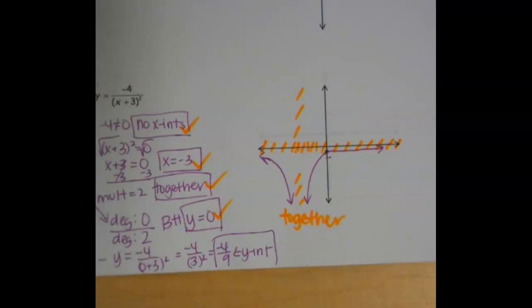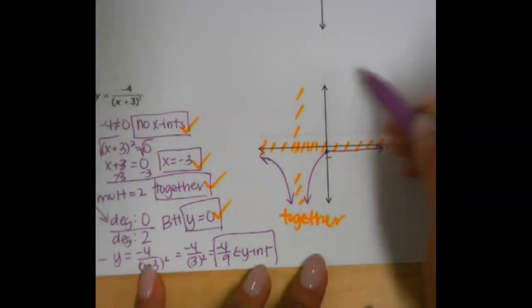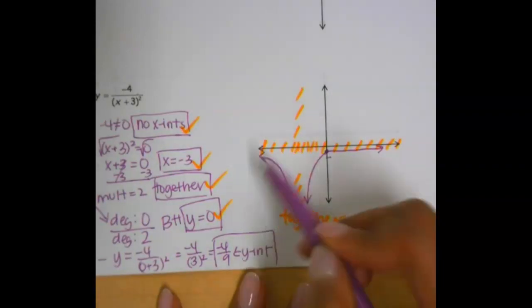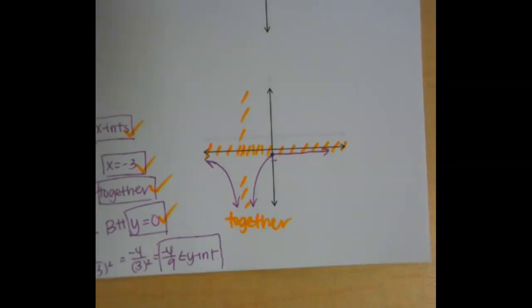Either way, this is going to be your graph. Keep in mind, whenever you're doing together, guys, please don't put it on the same side of your vertical asymptote. You need to have one on the right side and one on the left side, one part of your curve on either side. Give me a nod or shake. Is this okay? Okay, cool.